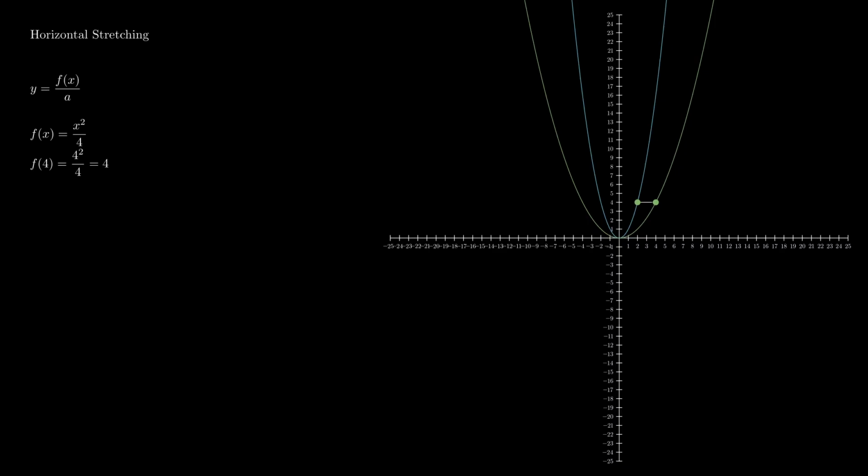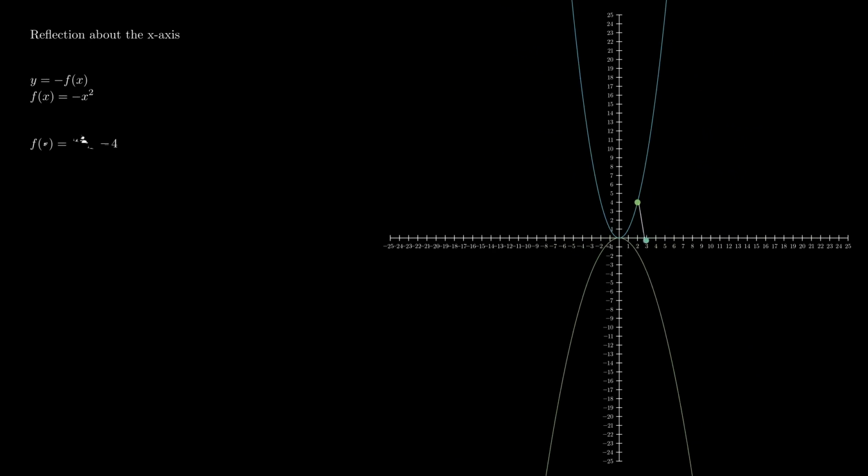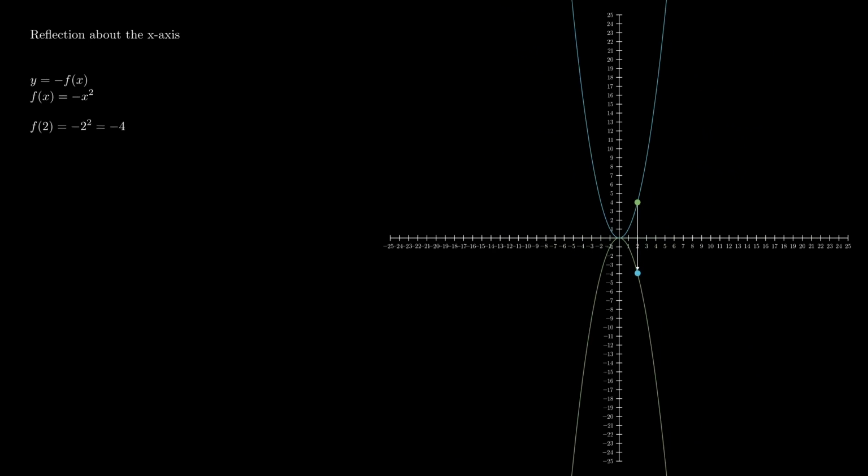Now, let's look at a different transformation, which is the reflection about the x-axis. When we have y equals negative f of x, or f of x equals negative x squared, f of 2 becomes negative of 2 squared, which is negative 4. So the curve is now reflected about the x-axis, and the parabola opens downward instead of upward.